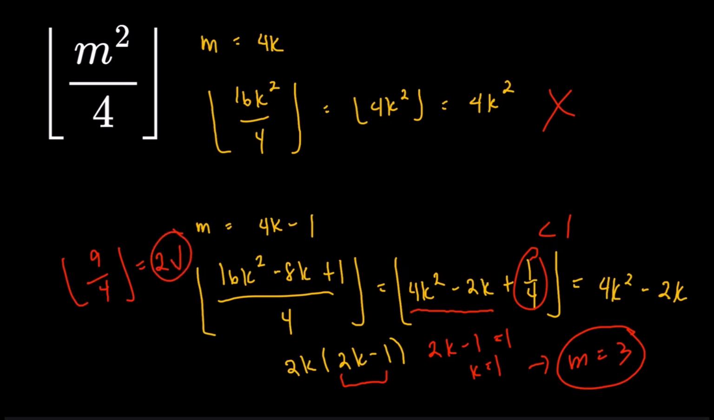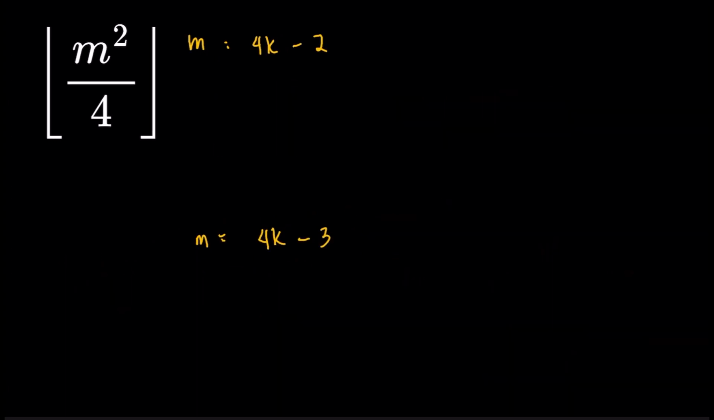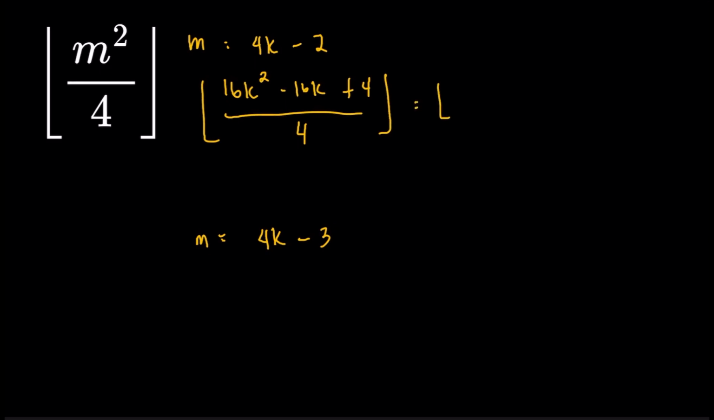But for the case of 4k minus 1, so the 3 mod 4 case, we only have m equal to 3, right? So that's 2 cases down. Let's try to do the other 2 cases. All right, let's just say m is of the format 4k minus 2. Okay, so squaring 4k minus 2, we're going to get 16k squared minus 16k plus 4 divided by 4. All right, it is divisible, so we just have floor of 4k squared minus 4k plus 1.